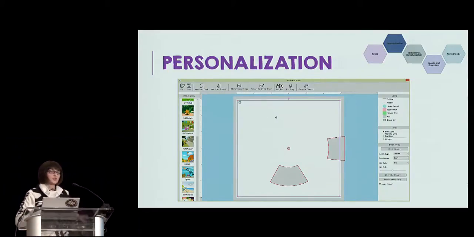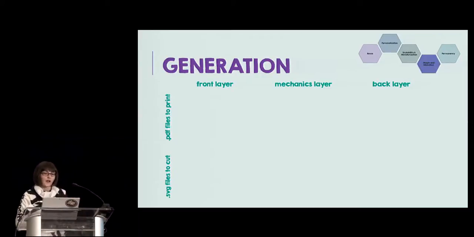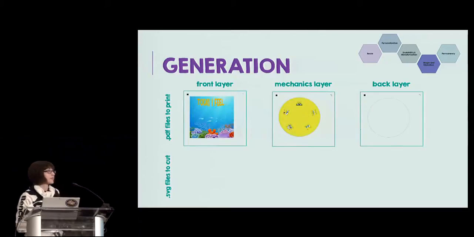Okay, so once you've designed your movable and you've figured out what you wanted to do, our software basically generates 3 different files that you can print. So you can just use a standard office printer. And so we get the front piece, the mechanic piece, and the back layer, which in this case, the mechanic piece is just a little rotating wheel with the SpongeBob heads.